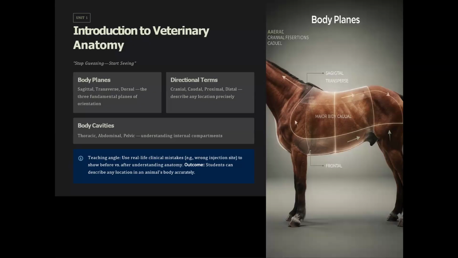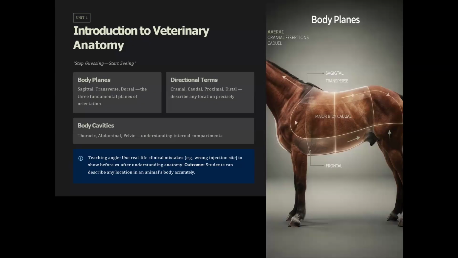Today's lesson is the introduction to veterinary anatomy, where we will begin by understanding the body planes, the directional terms, and body cavities. Because unlike in humans, where they have the superior and the inferior, we don't use that in veterinary anatomy. And if you don't have a basic understanding of these terms, you will be guessing. Part of this lecture is for you to stop guessing and start seeing, start having knowledge of why it is so.